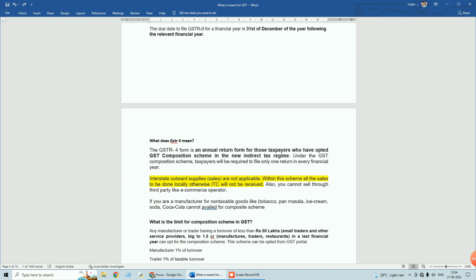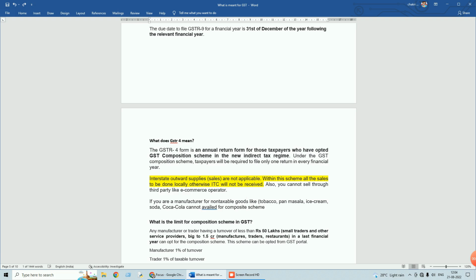Again, there are some conditions. Whoever is eligible for the GST composition scheme is not supposed to sell goods interstate. That means interstate outward supplies are not applicable. Within this scheme, all sales must be done locally; otherwise, the input tax credit will not be claimed. Also, there is one more condition. You cannot sell goods through a third party like an e-commerce operator, or through a reseller. You have to sell directly.